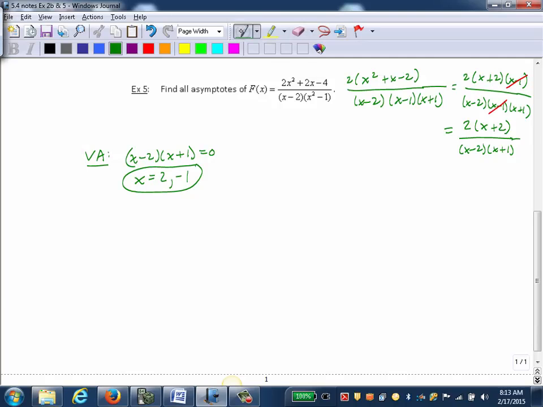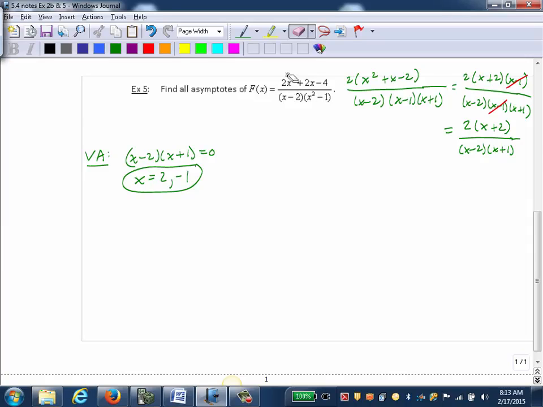Now, for a horizontal asymptote or oblique asymptote, remember a function will have one or the other, but not both. To determine whether we're going to have horizontal or oblique, we're going to compare the degree of the numerator and the degree of the denominator. You can make this comparison of the function in the original form or the reduced form. Either way, the comparison will be the same.